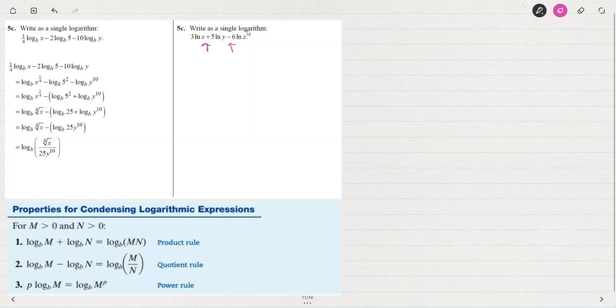So let's start by using the power rule. I could say that this is the natural log of x cubed plus the natural log of y to the 5th minus the natural log of z. I'm going to draw a line through my z so it doesn't look like 2, minus the natural log of z to the 6th power.